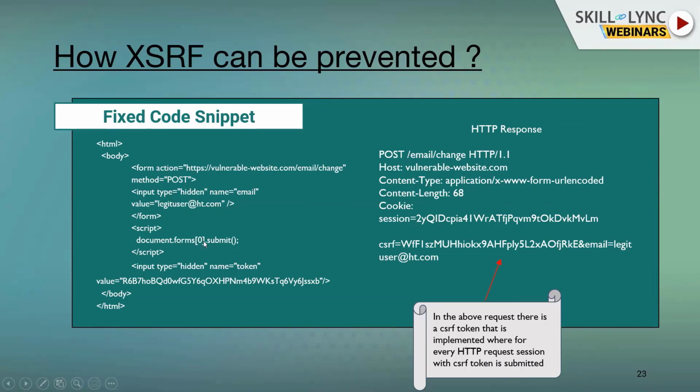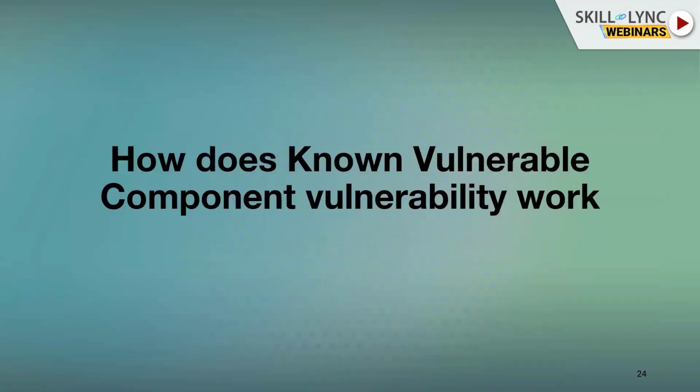On the legitimate user side, when the legitimate user is performing a legitimate email change, the first time the request is sent to load the page, the server sends a CSRF token, which is stored in your browser. For the further requests that go on, the CSRF token will be embedded into that request, and the change happens. So ultimately, this is a typical scenario where this attack can be prevented.